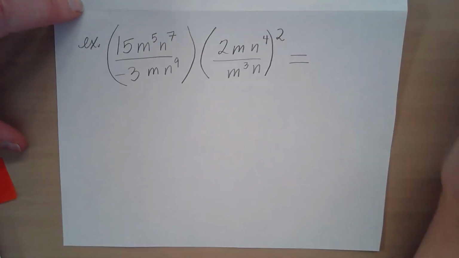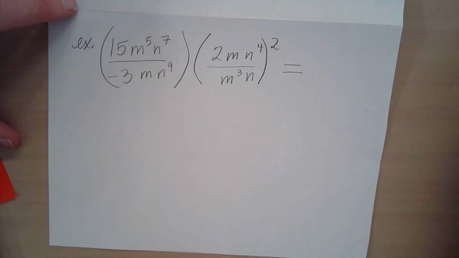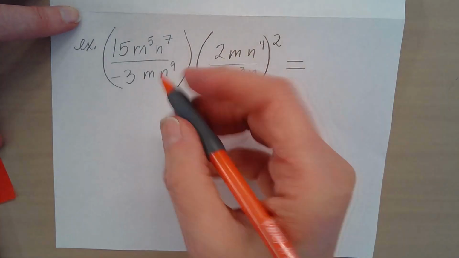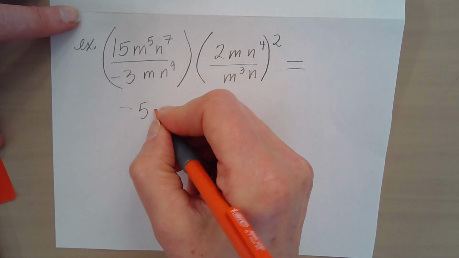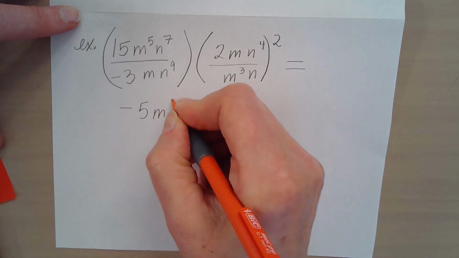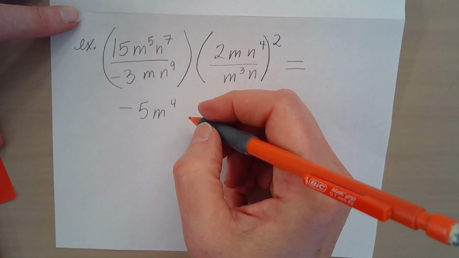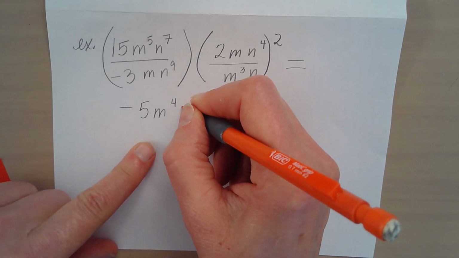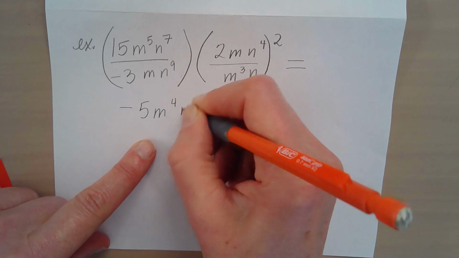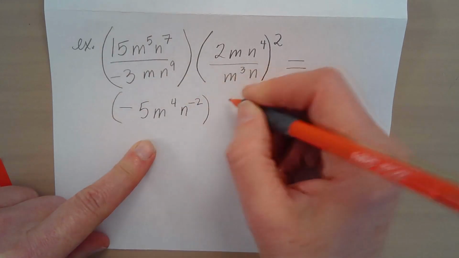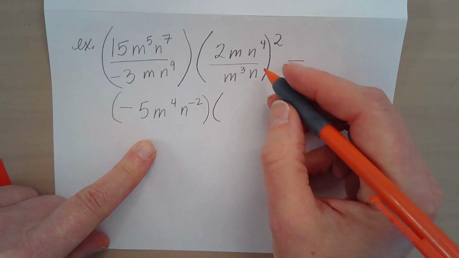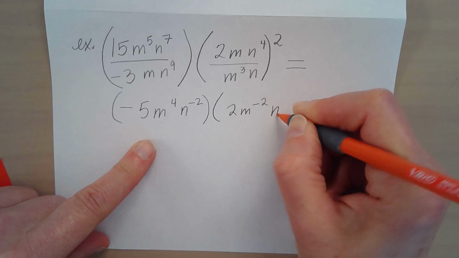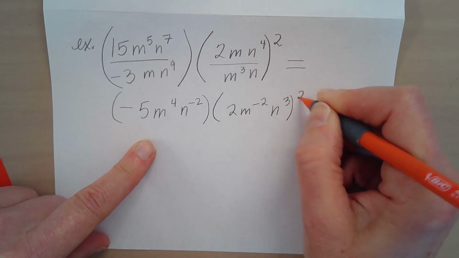Okay, you guys all have enough time to do this one? So what did you do first? Did you simplify inside brackets first? Okay, so this becomes -5 m power 4. Do you want to put your n minus 2 or n underneath? Up, n minus 2, like that? Okay. And this becomes 2m to the minus 2, n to the 3 squared, right?